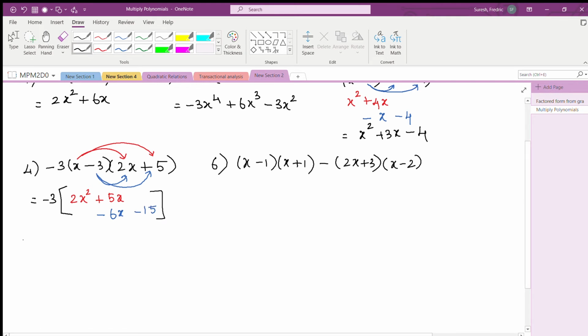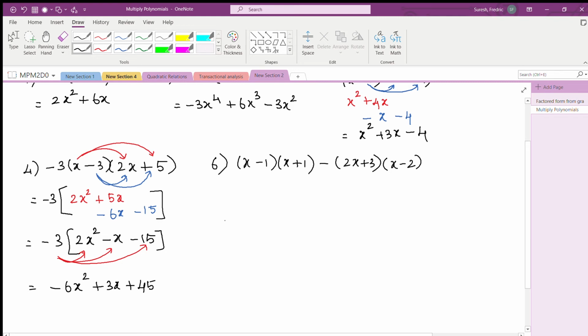Close the bracket. Now simplify everything inside the bracket. You have 2x squared, 5x, and then you're taking a 6x away. That'll give you a negative x, and then negative 15. Now go ahead and multiply the negative 3 into the bracket like so. Negative 6x squared plus 3x plus 45.